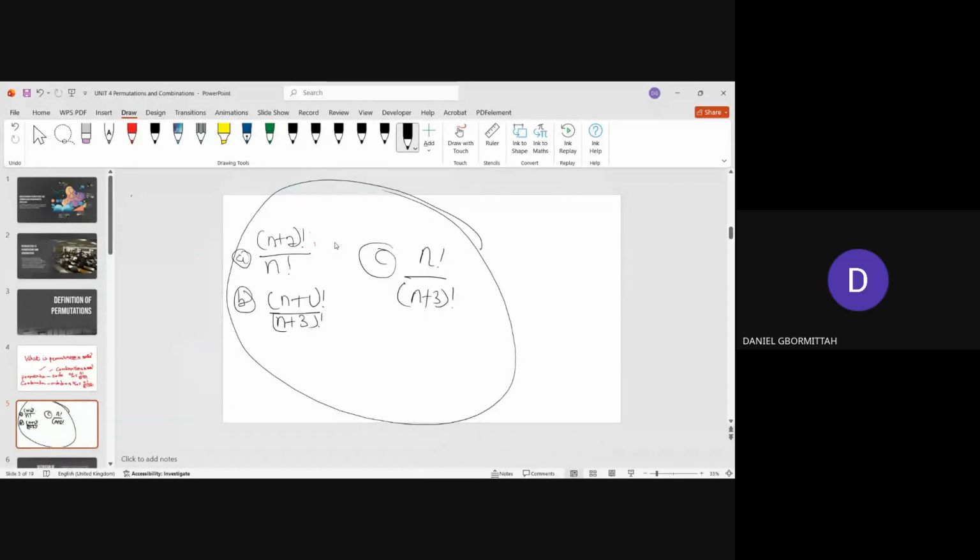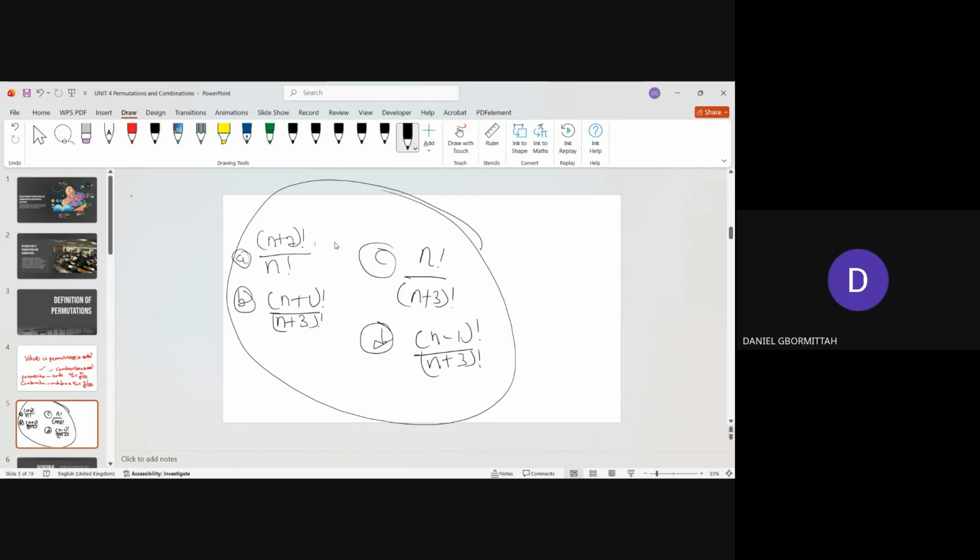There's another popular one. Let me add that one because I don't know what is going to happen. So you have (n minus 1) all factorial divided by (n plus 3) all factorial. So all these are popular ones. You have to use your principle of factorial to do that.